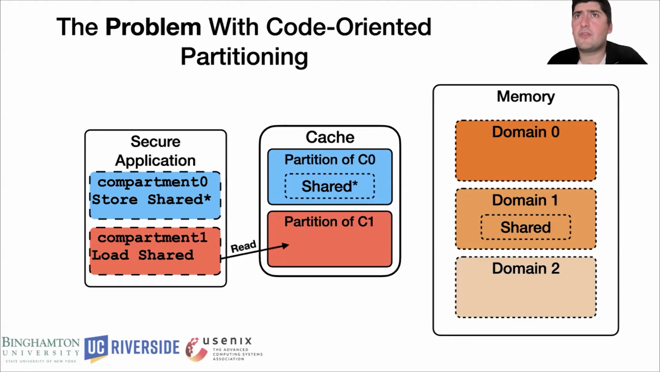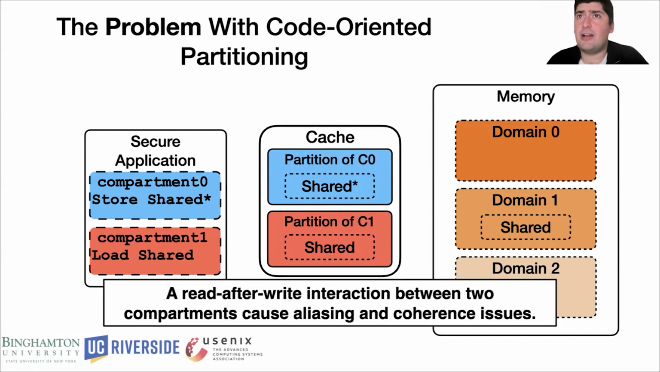Later, compartment 1 performs a read to the same shared cache line. However, since the read access results in a miss, the cache should retrieve the shared line from the memory or lower level structure. This means that compartment 1 has just read an out-of-date version of the shared line. Such read-after-write interactions between compartments result in aliasing, coherence, and implementation issues like this.